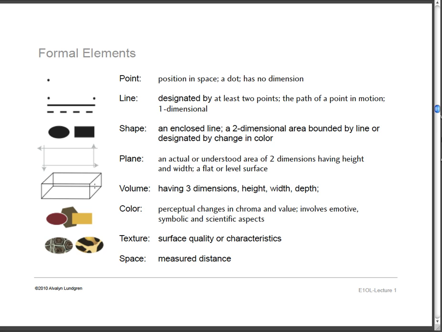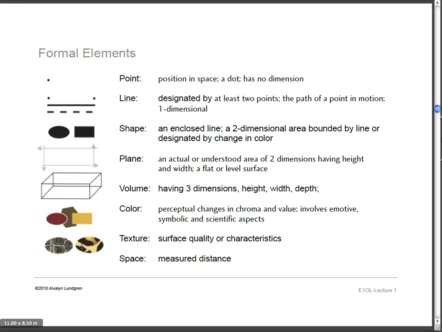Then we have color, which is a perceptual change in chroma and value. Chroma is something actually having a sense of being colored, like red or blue or green. Value is lightness and darkness, and we'll talk more about that when we get to color. But color is one of those tangible elements, and it's a very important one. Color has a lot of aspects to it, and it is so complex an element that it has its own course. So you get to take color theory as well as the design theory courses.